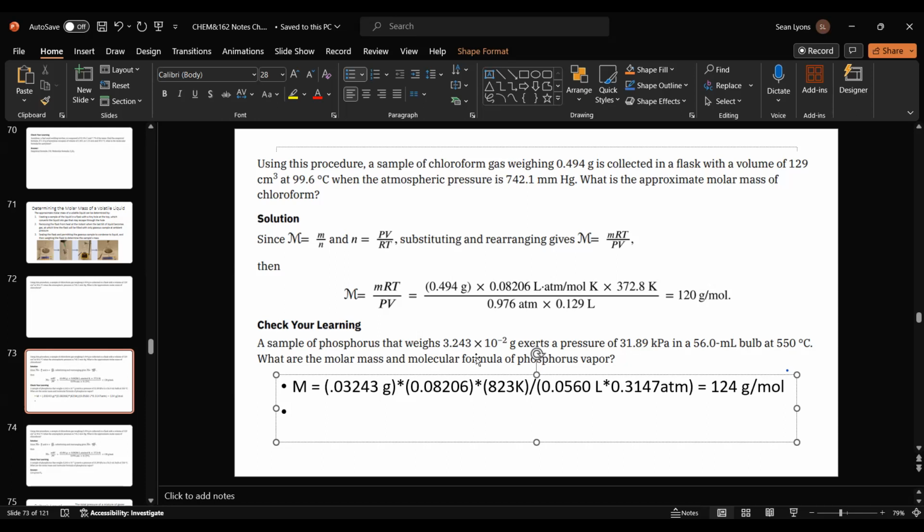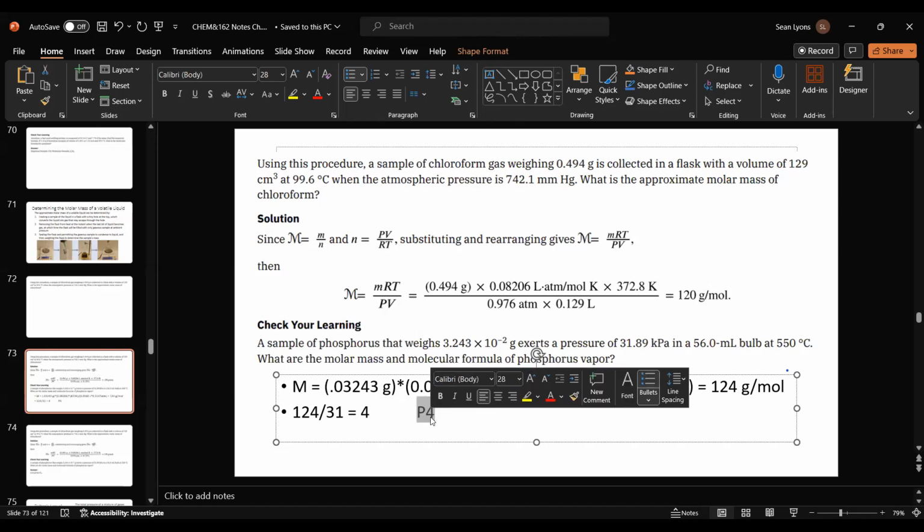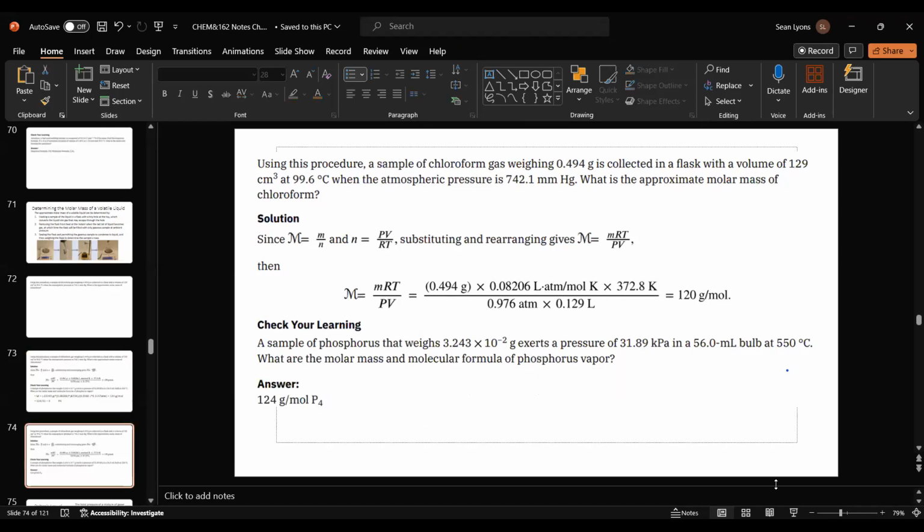And now if we want to get the molecular formula, it's a phosphorus vapor. So we're just assuming it's only phosphorus atoms. So we need to figure out how many phosphorus atoms are in this molecule. Because if we think about oxygen or nitrogen, it's diatomic. We've got 2 of them. So in this case, we can do 124 divided by the mass of a single phosphorus, 31. And that'll give us 4, which means the formula for this would be P4, with just the subscript.